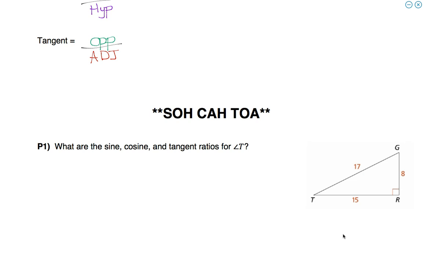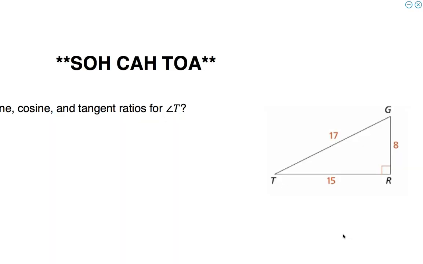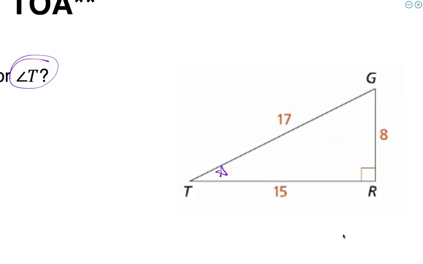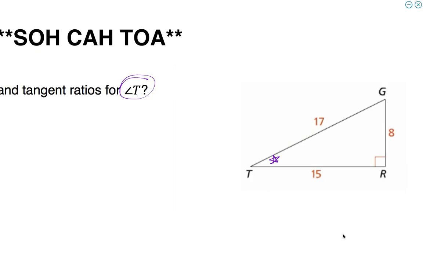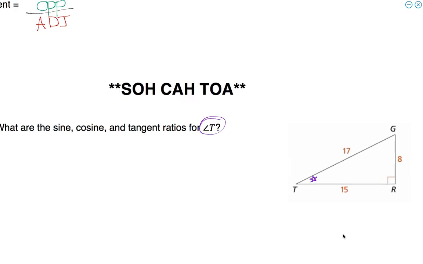So what are the sine, cosine, and tangent ratios for angle T? And notice they tell us the reference angle, meaning that's where I would put my little guy. Well, I'm going to put a star for now. So that means the sine is going to be, so sine is SOH, S-O-H. So opposite and hypotenuse. So 8/17.